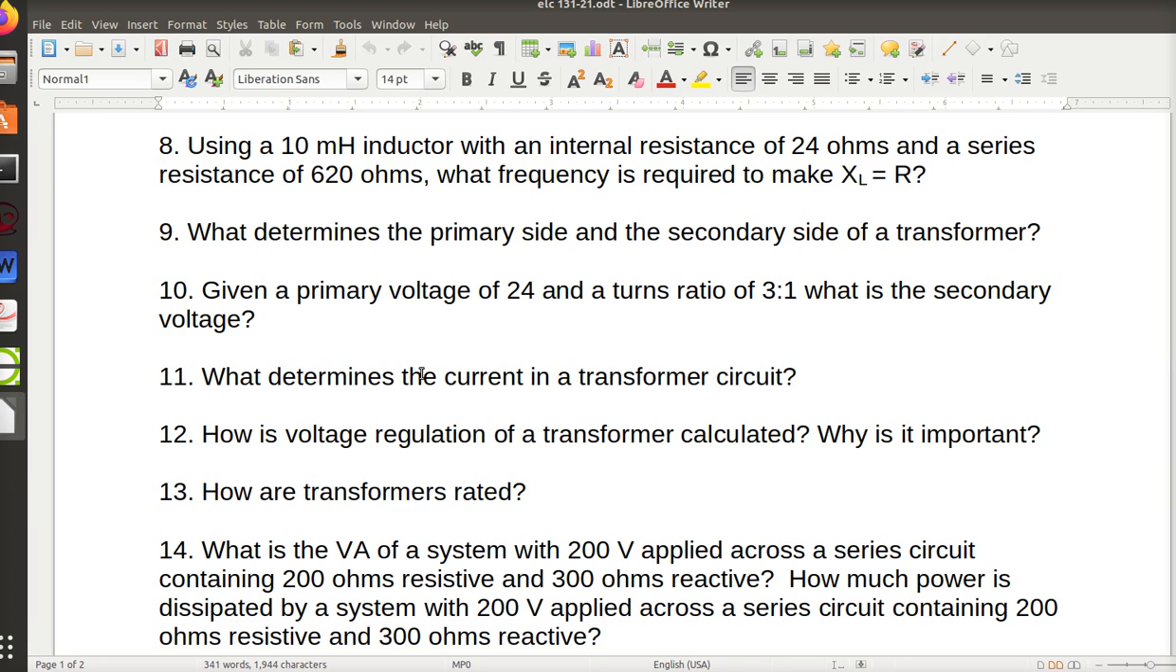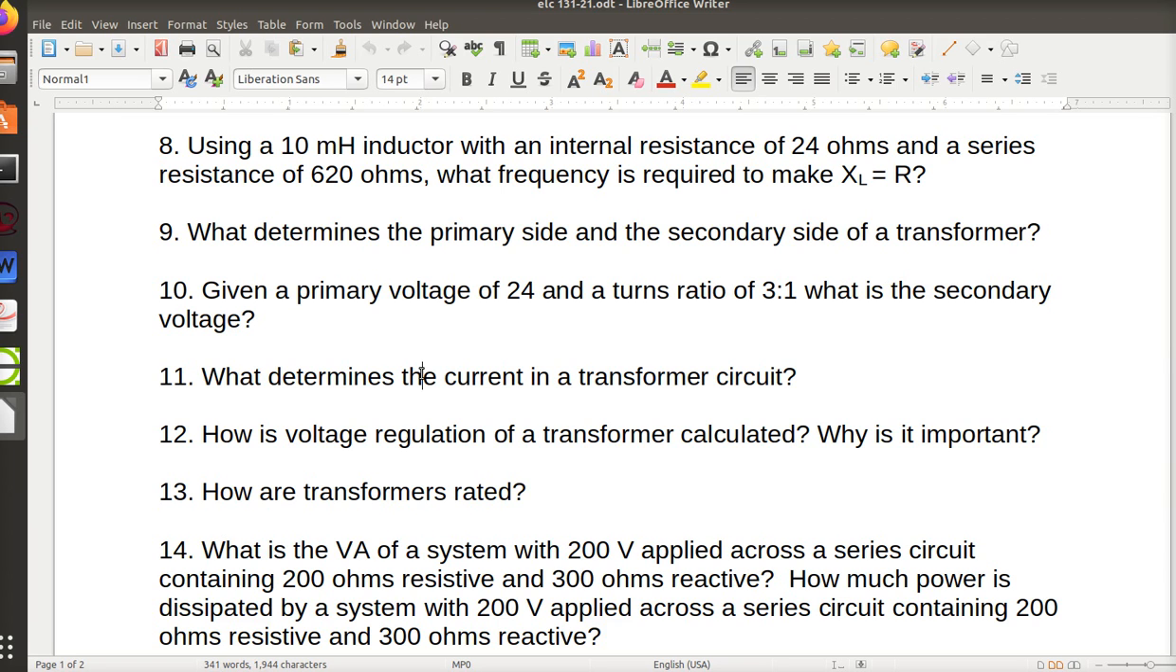Transformer regulation usually is important because transformers are pretty consistent, but they do have some internal resistance in their windings because they're made of coils, and coils have resistance in their windings. So as you flow more current, you'll actually see a voltage drop, and so you won't have as much voltage across the load. That's voltage regulation, it just shows you how much drop you get.